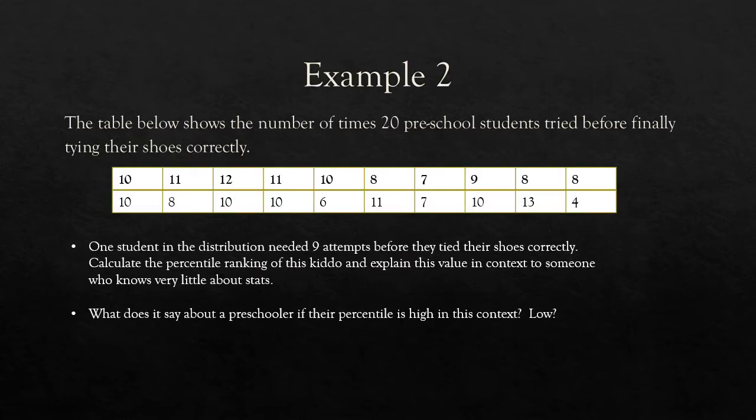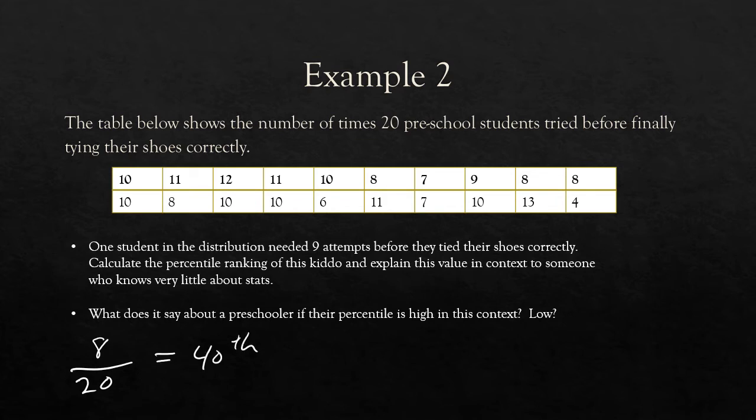Here's another example of the concept I was just talking about. So we've got the table below that shows the number of times 20 preschool students tried before they were finally able to tie their shoes correctly. We see in particular one student who we're interested in needed 9 attempts before they were able to tie their shoes correctly. So we're supposed to figure out the percentile ranking and explain the value in context. So I've already put this data in order in my calculator, and I know that there are 8 values less than it. So that's 8 out of 20 for a percentile ranking of 40. So this is the 40th percentile.